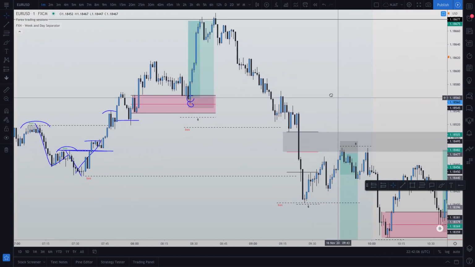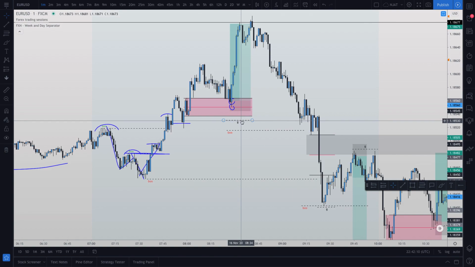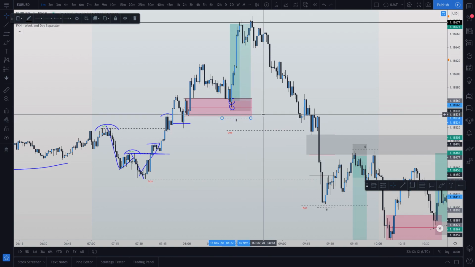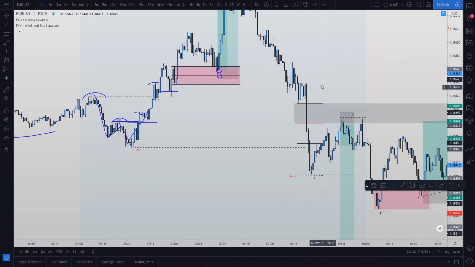Second trade, getting into that now. So we see that we had this liquidity in here that was created, and then we had this break of structure. So I was looking to continue price.